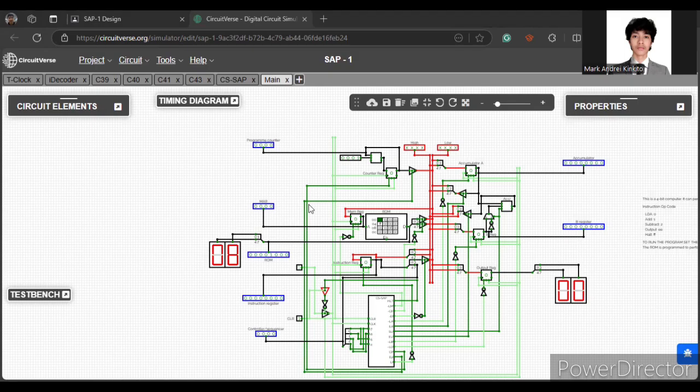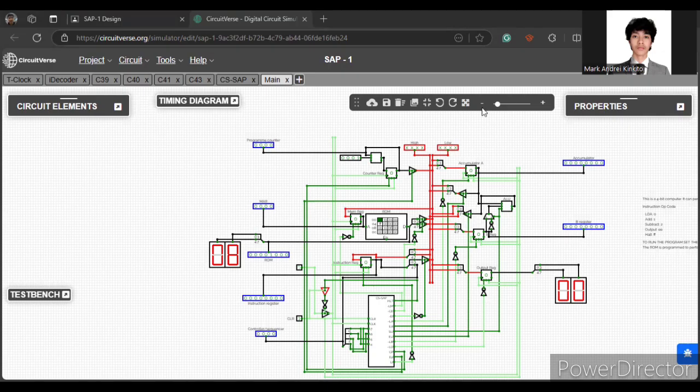Then the B register, just below the accumulator, is used for the second operand of arithmetic operations. So when there's already a value that is going to be added or subtracted, the value from the B register is sent to the ALU to be added to or subtracted from the value of the accumulator. Then the ALU, which was stated before, does the addition and subtraction. It takes the input from the accumulator and B register, then solves them and sends the result back to the accumulator.